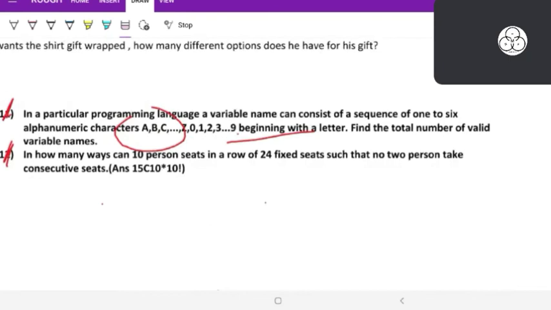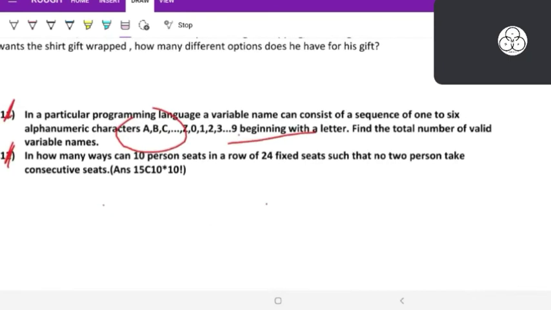In how many ways can 10 people sit in a row of 24 fixed seats such that no 2 people take consecutive seats? Again a question on the stars and bars method. Stars and bars or gap method, whatever. Answer is also given. I guess this was a homework question, but let's solve it. In how many ways can 10 people sit in a row of 24 seats? 10 people are sitting.